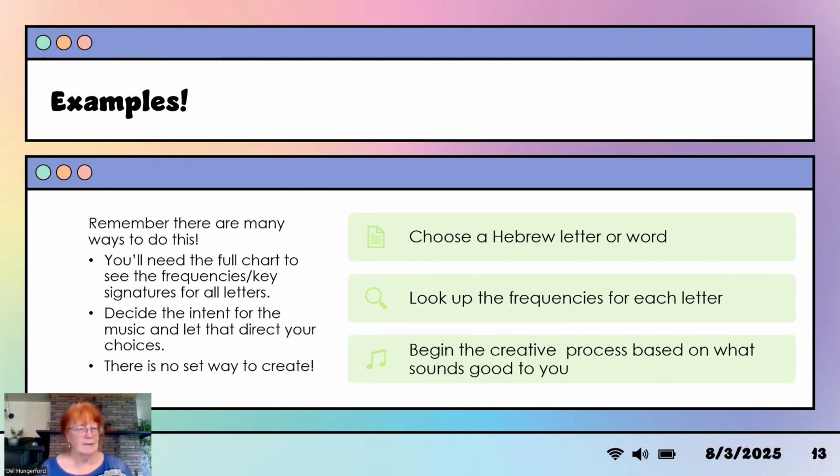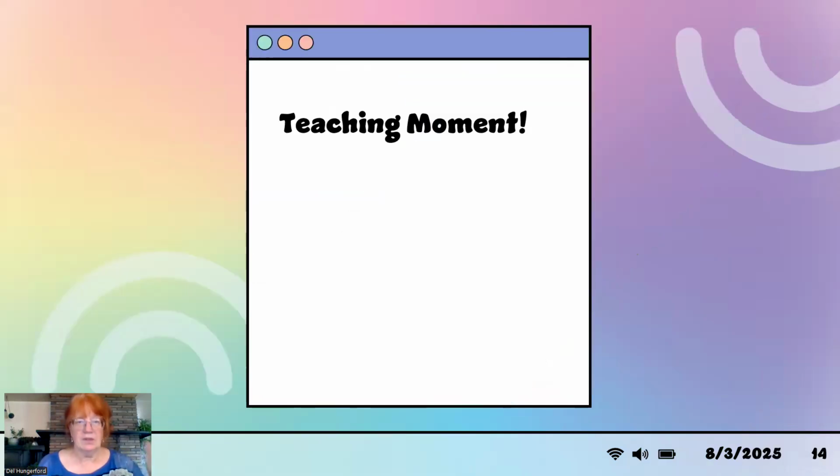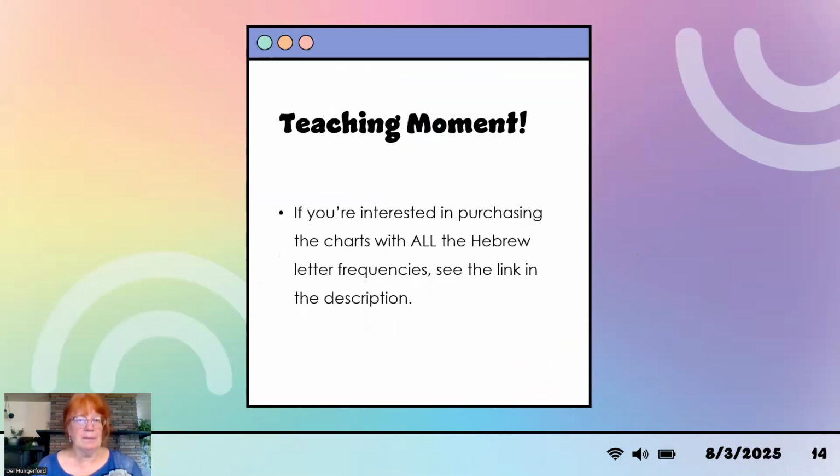Okay. Then once you've figured out the word or the letter, you're going to look up the frequencies associated with that letter. Begin the creative process based on what sounds good to you. This is so important. There is no set way to do this. Music doesn't work that way unless you were writing 12-tone rows and were Schoenberg or his buddies that like to write that serialistic music that we had fun analyzing in theory class.